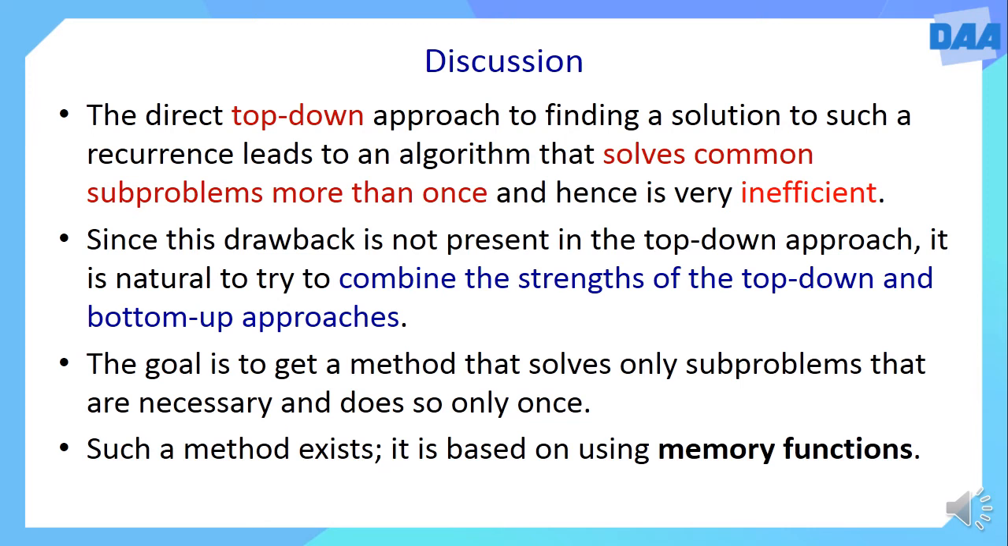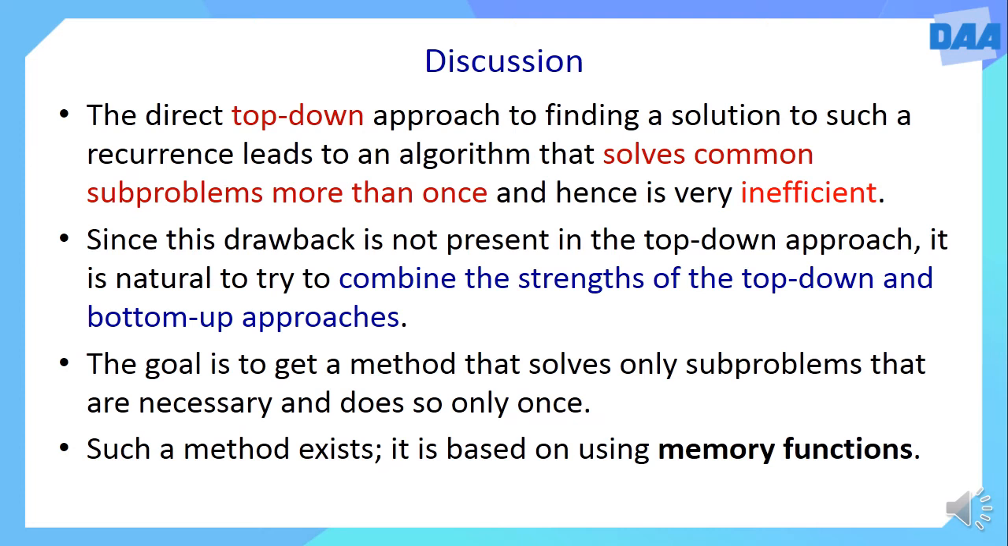Apart from the bottom up approach, we can also follow the top down approach. Top down approach uses recursion to solve the problem. The direct top down approach solves the common subproblems more than once. The drawback of the top down approach is that since it recursively calls functions again and again, some of the subproblems are solved more than once. So that is why it is quite inefficient.